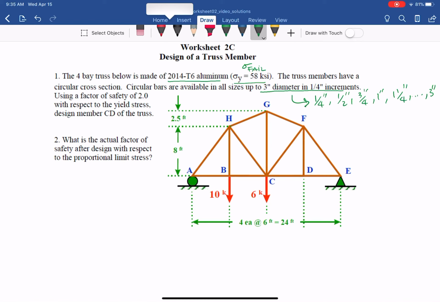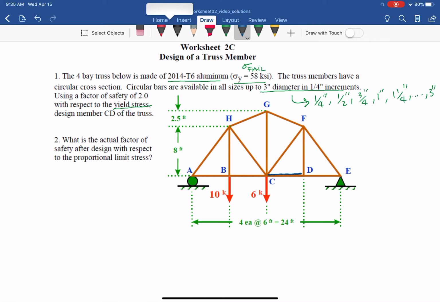Then, using the factor of safety of 2 with respect to the yield stress, so basically the normal stress, design the member CD. And of course, you design the other members exactly the same. Member CD is the member of interest.